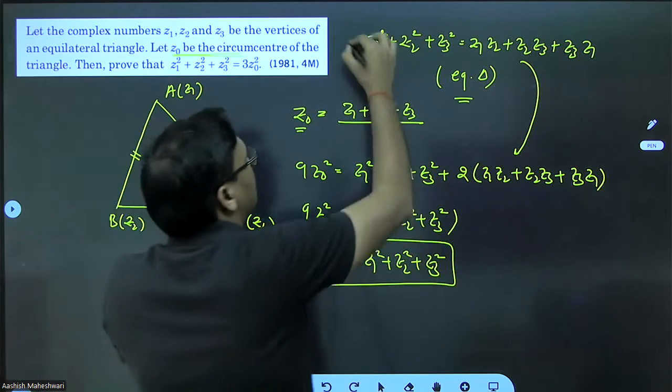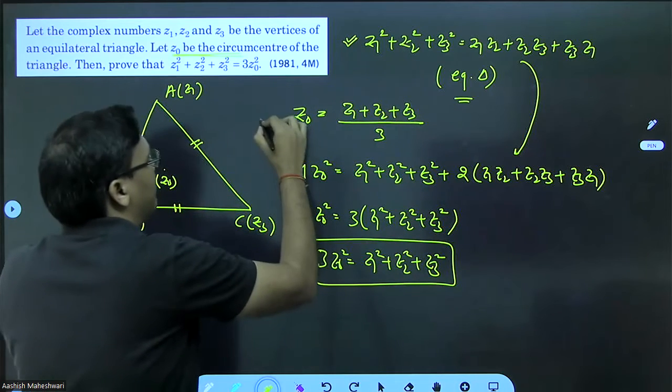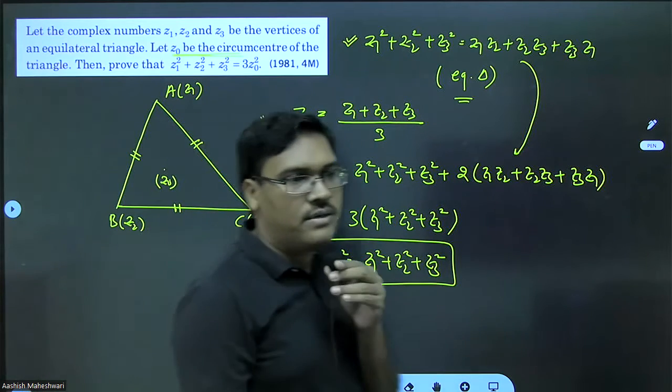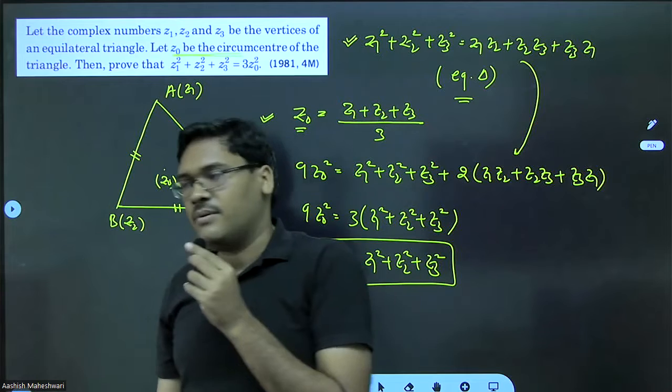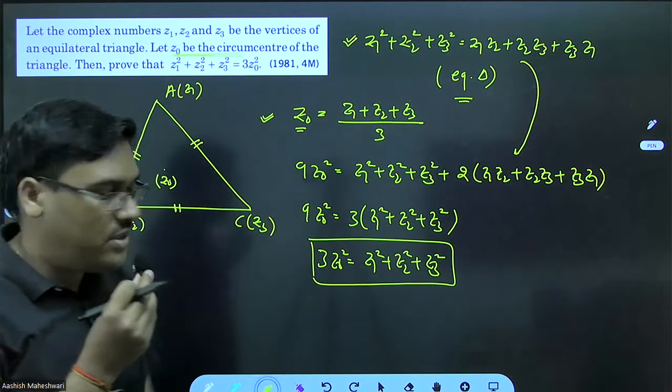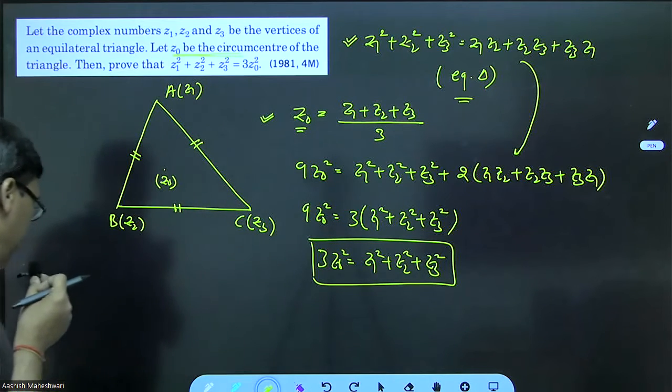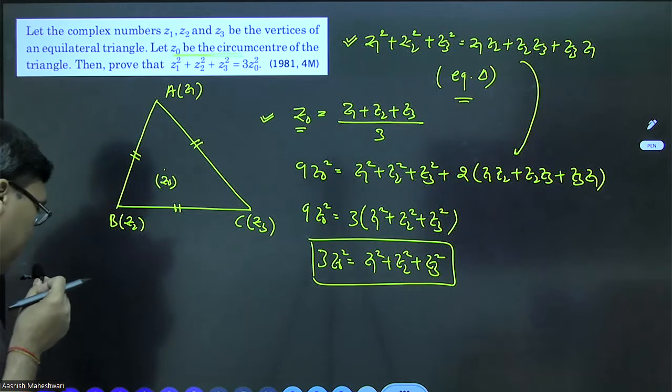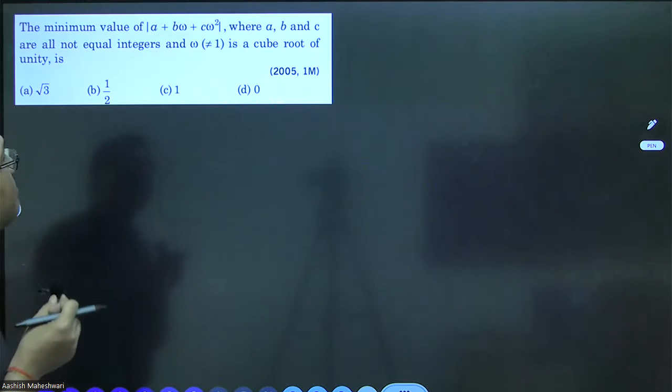So the important thing is this condition, you should know that centroid, circumcenter, incenter, all these are the same point for the equilateral triangle. So, okay. I hope this is clear. Now let's move to the next question.